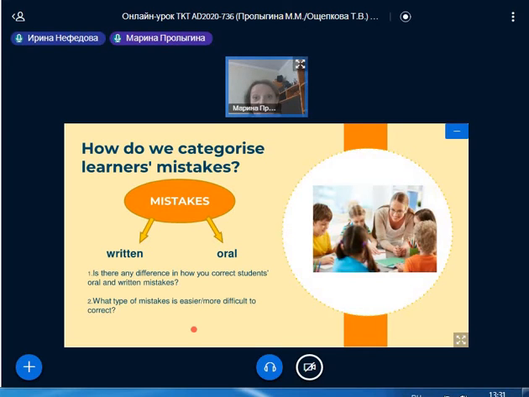Actually, yes, Elena Vasilina, it is really a good idea. We give our students the opportunity to correct their own mistakes. And can we give such an opportunity in written works? And how do you usually do it?